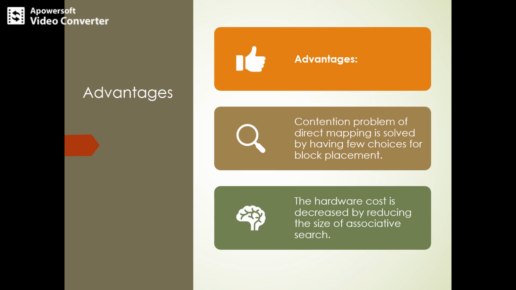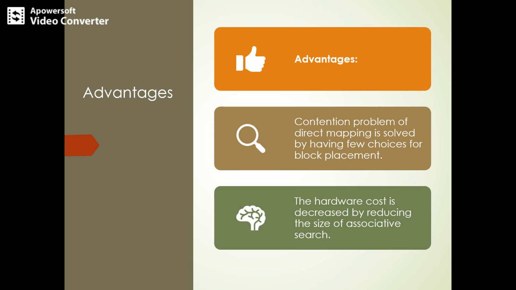Next we'll look at the advantages of set associative mapping. The first advantage is that the contention problem of direct mapping is solved by having a few choices for block placement. Suppose we consider two blocks within each set. We then have two options into which the blocks of information can be mapped from the main memory into the cache, so we can avoid the contention problem which occurred with direct mapping.